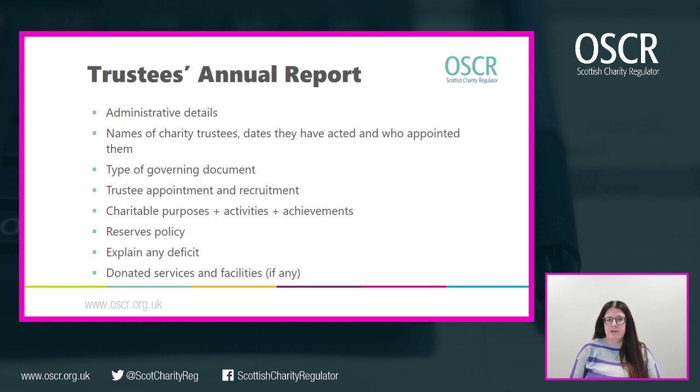Lastly, explain to the reader of your accounts what donated services and facilities you've received, if any. So, for example, if an independent examiner has donated his or her services to you free of charge, you should explain that. In terms of facilities, perhaps trustees have been provided with use of a meeting room to hold their trustees' meetings, or perhaps an AGM, free of charge by an organisation in their local area. Explain that in the trustees' annual report to help other people know how your charity actually functions.